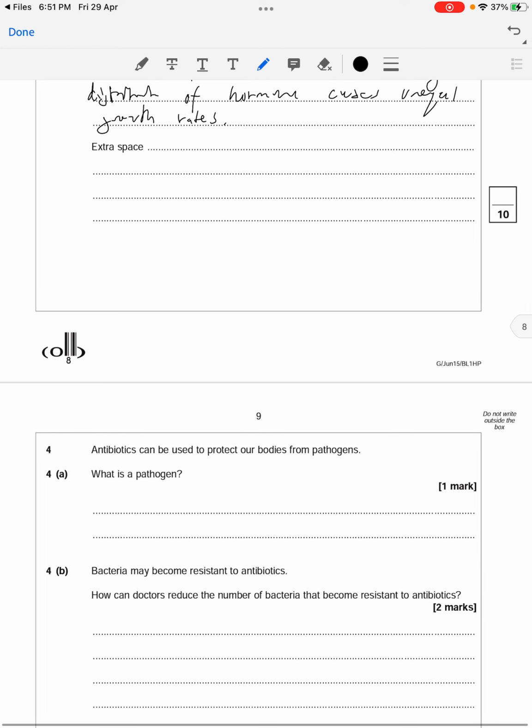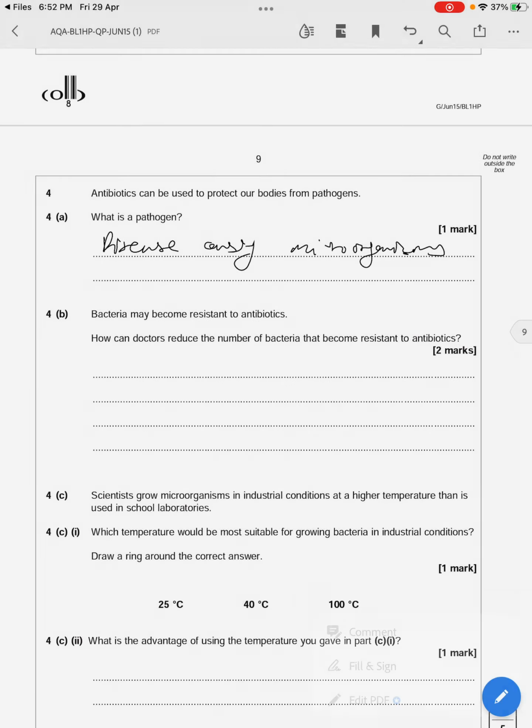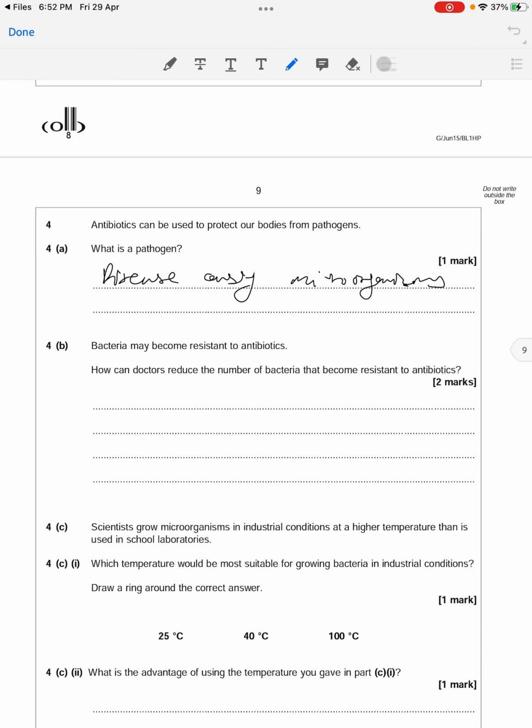Okay, so let's move on to 4A. You have to remember, this is key terminology again. What is a pathogen? We know that pathogens are disease-causing microorganisms. So you can just call that disease-causing microorganisms. It could be either bacteria, virus, or fungus that causes infectious disease.